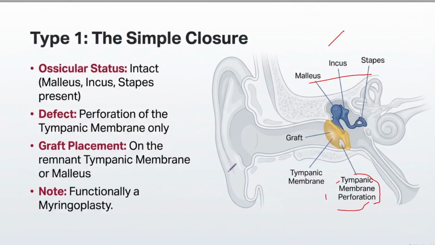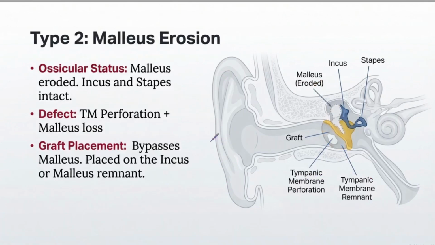But moving to type 2, the decay starts to set in. The source says we still have a perforation, but now the hammer is in trouble. Right, we're seeing the first signs of bone disease. Yeah. In type 2, the malleus is eroded. Eroded, like it's rotting away. It's usually from chronic infection, or something called a cholesteatoma. It's a cyst that can literally eat away at the bone.